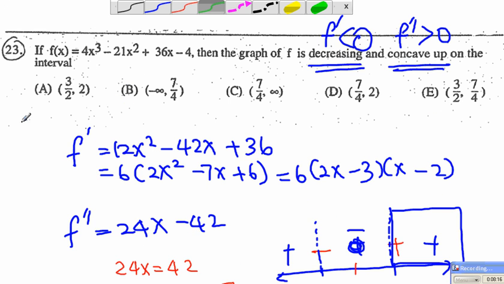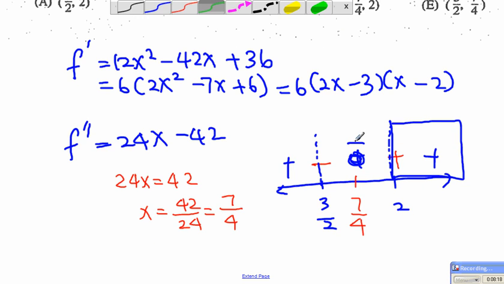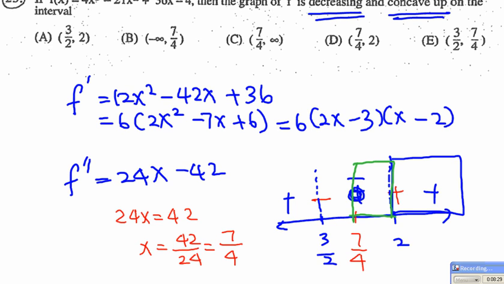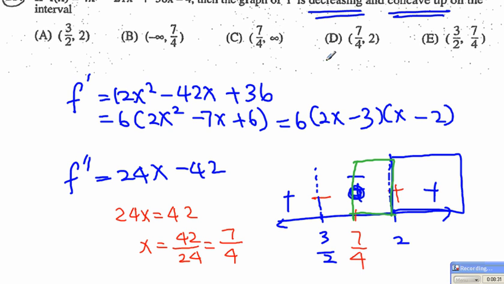Once again, negative and positive. That means we are looking at right here. Value of x has to be greater than 7 over 4, but less than 2. So that becomes our final answer.